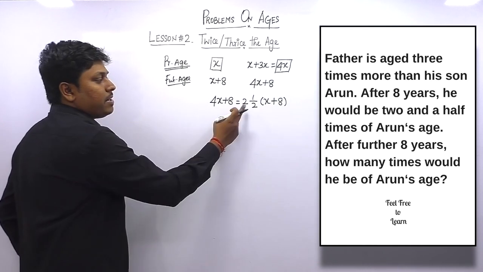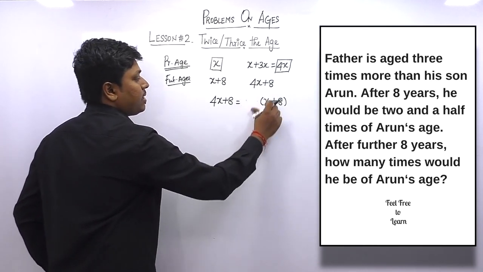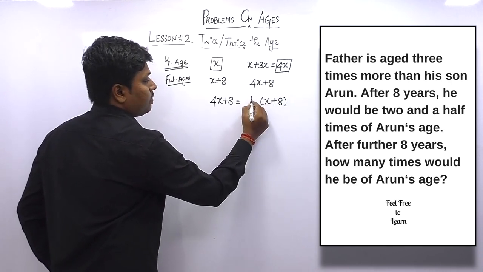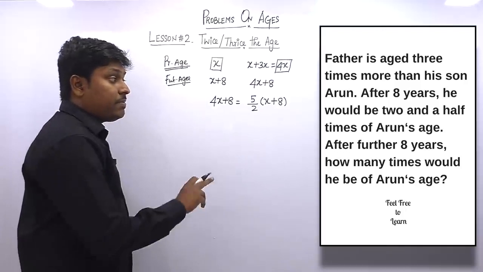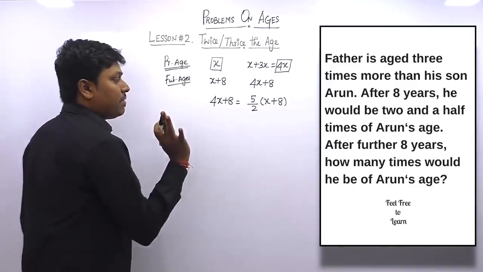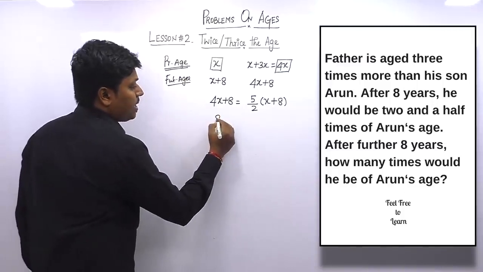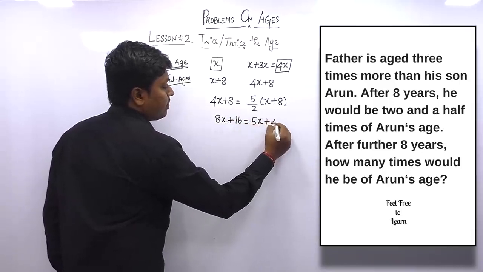So 2.5 can be written as 2 into 2 will be 4, 4 plus 1 will be 5, so this can be written as 5 by 2. And what is our target after a further 8 years? Let me first find the value of x initially. So 4 into 2 will be 8x, and 8 into 2 will be 16, is equal to 5x plus 40.